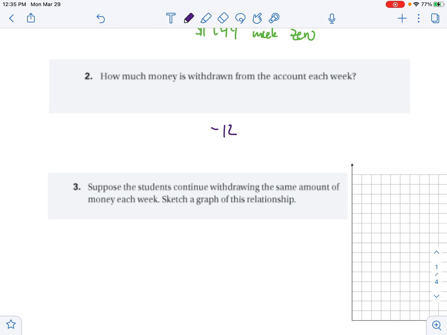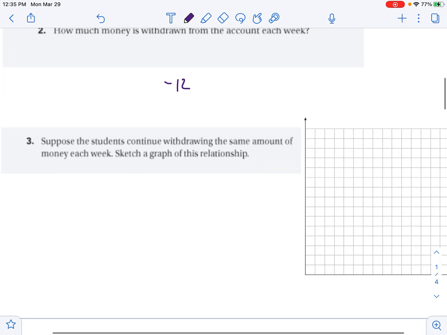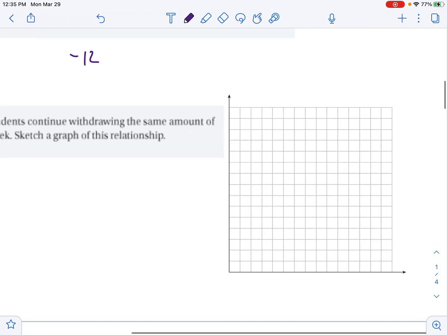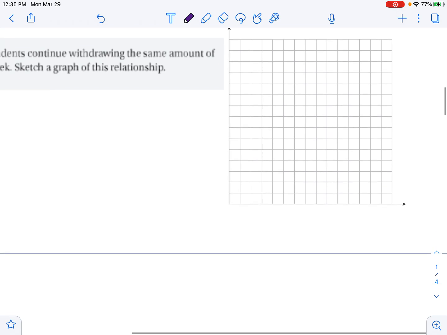So kind of like negative 12. Suppose the students continue to withdraw the same amount each week. Sketch a graph of this relationship. All right, I'm going to get you started, and then I want you to press pause and finish it, okay? So let's go ahead, and we're going to start at 0, 0.